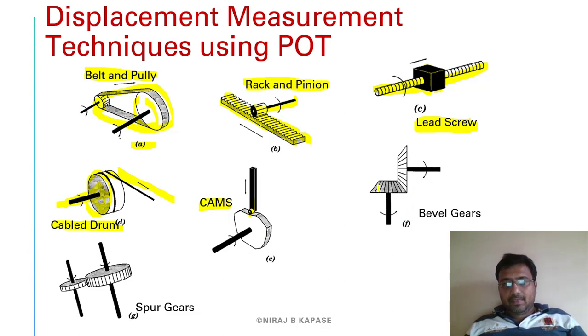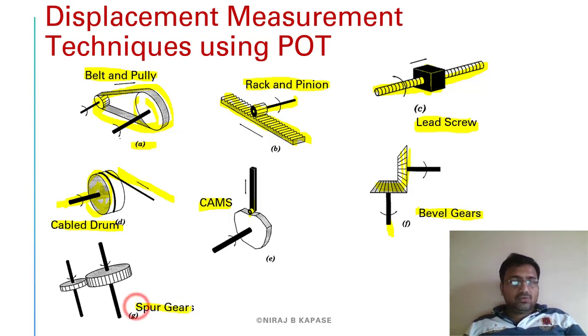Again, bevel gears. In this case, bevel gears, we have triangular gear arrangement. One of the gears is attached with the potentiometer. Whenever this gear rotates, at that time the other also rotates. So you will get displacement to be measured with the potentiometer as well. So there is another way known as bevel gears.